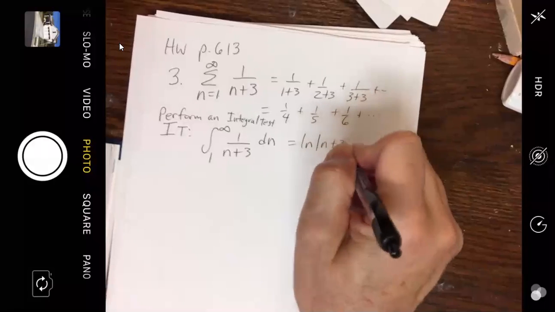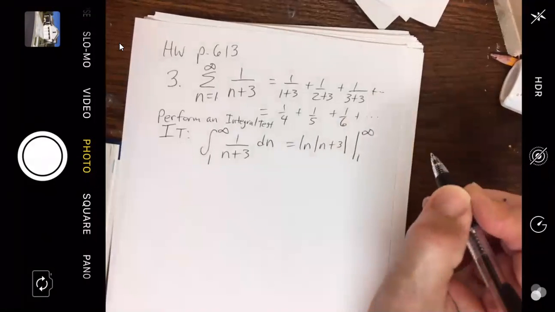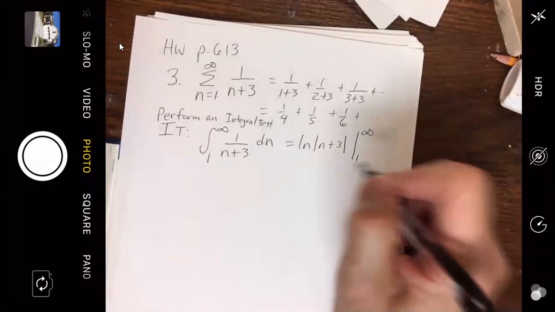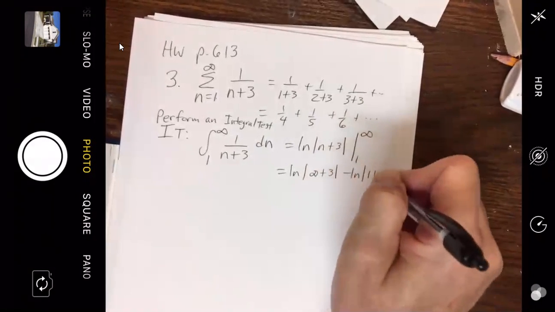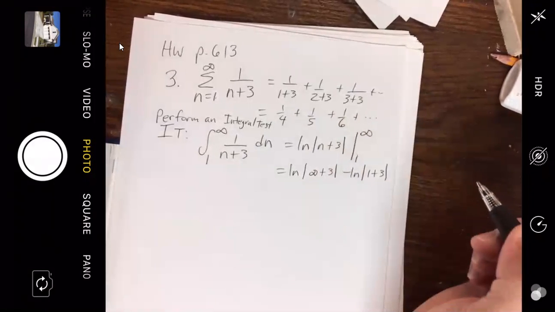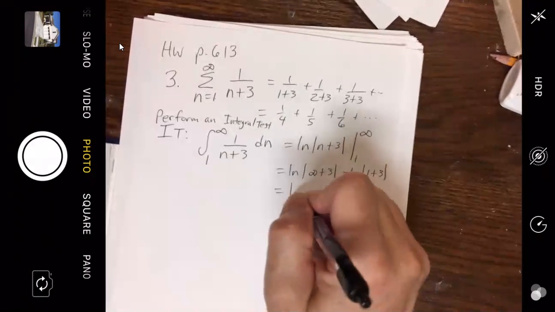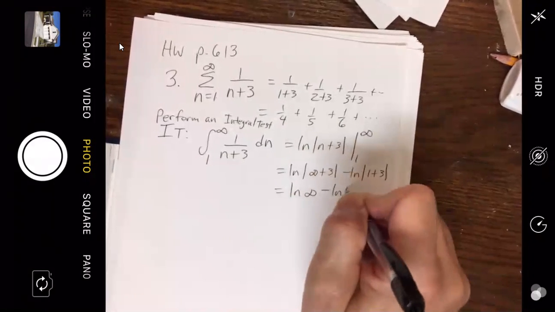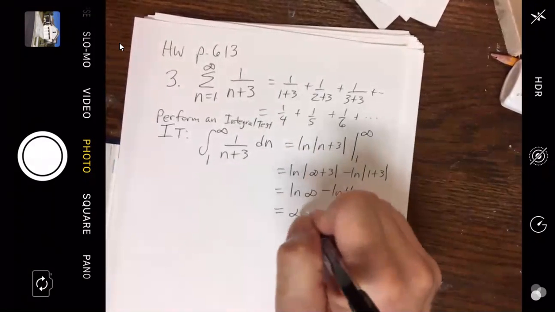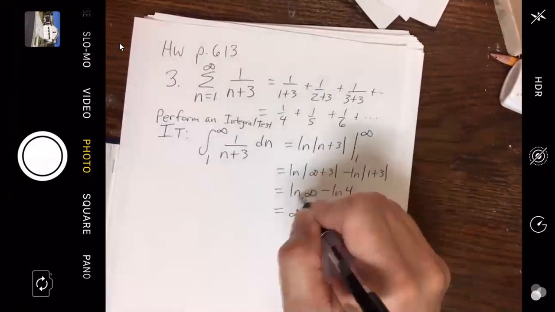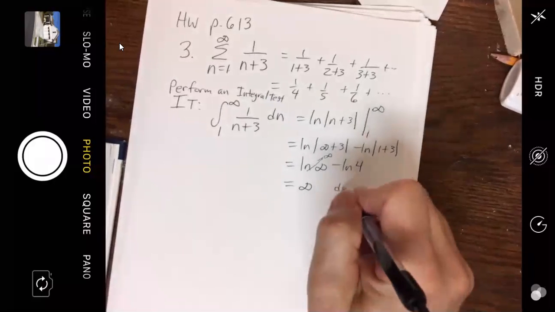Log of n plus 3. Put in 1 and infinity, which gives me a log of infinity plus 3 minus log of 1 plus 3. Well, that will be infinity plus 3, still infinity, log of infinity minus log of 4. And this will equal infinity. Log of 4 is a number, but infinity minus that number is still infinity. So this diverges.